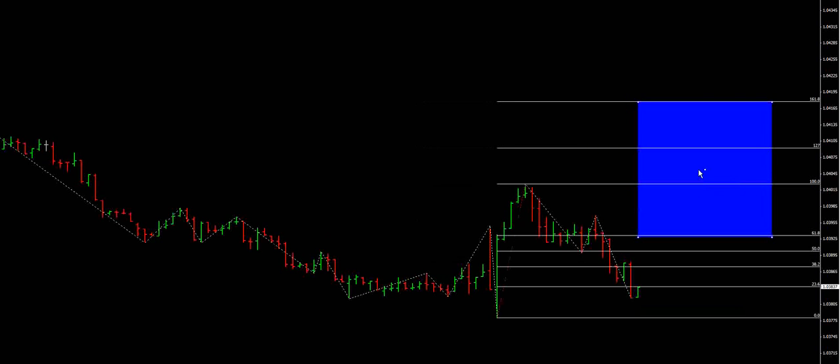Same values, but on a different scale. 38.2 brings us right around the 127 level. Pretty simple. I didn't want you to get too involved with the numbers. I just kind of want you to have a visual of how Fibonacci works.